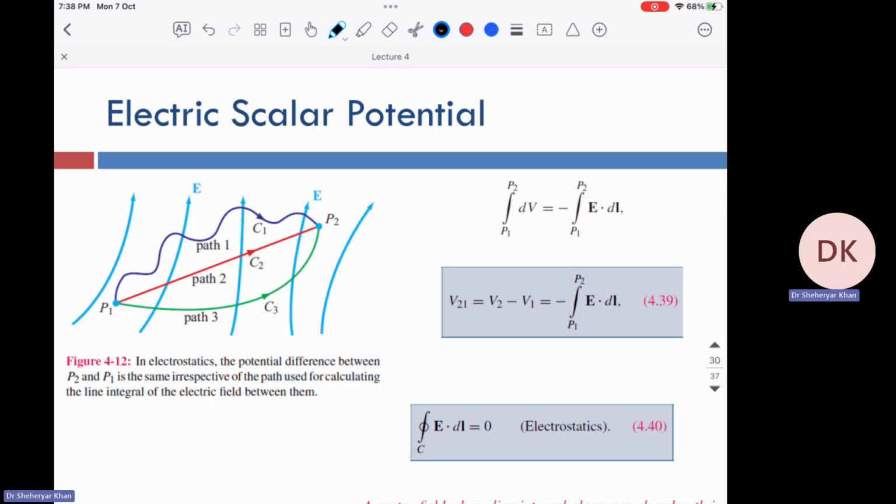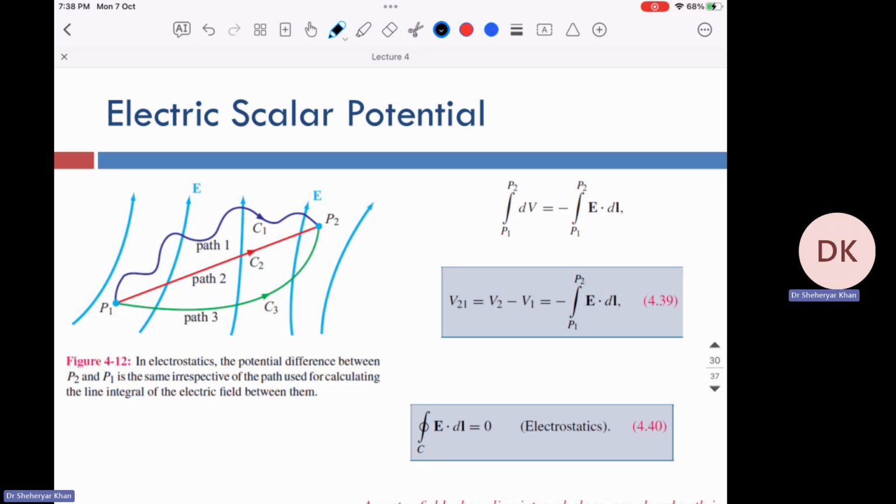So as long as this E is the same, it doesn't matter whether you use this path or this path. This integral remains the same, because point P1, the reference point, and P2, the coordinates, are the same. E is the same, so your starting journey and end journey finish at the same point. Now this is what we call the integral form.